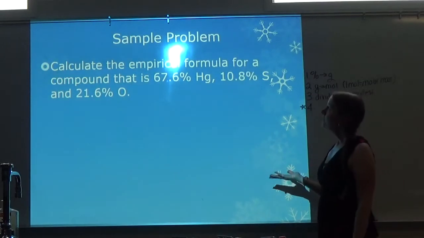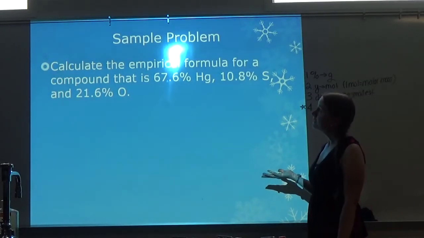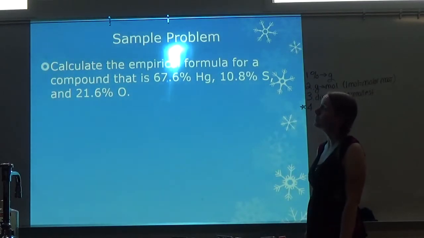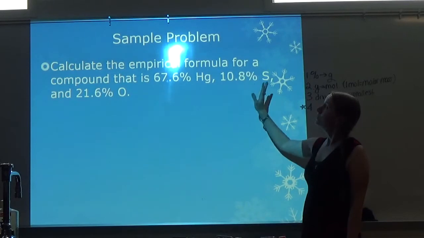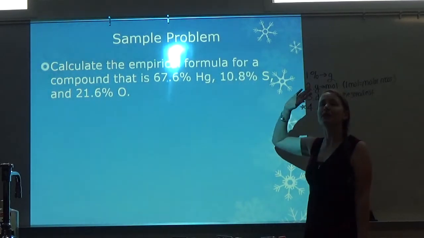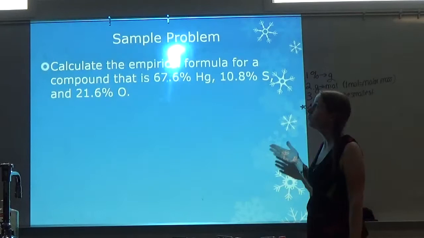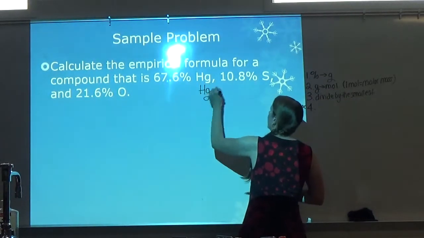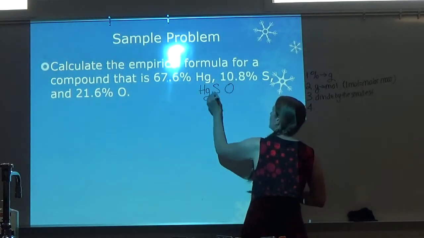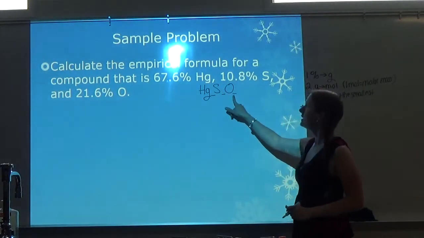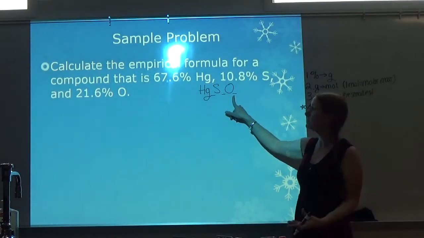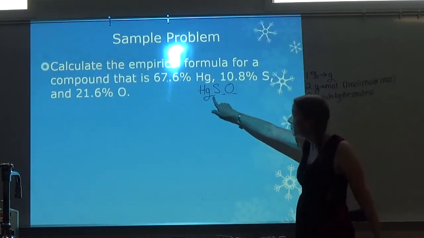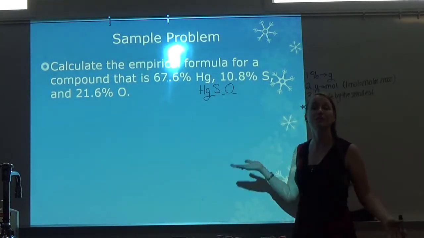Alright, it says calculate the empirical formula for a compound that is 67.6% Hg, 10.8% S, and 21.6% O. So y'all, we're looking for a formula. That means I don't want a number answer like 226 grams. I want a formula. I know it has mercury, I know it has sulfur, I know it has oxygen. What we're doing is looking for the subscripts. Those are the numbers I'm trying to figure out. So Hg what? S what? O what? Is there a 2 here? Is there a 7 here? We're looking for the subscripts.